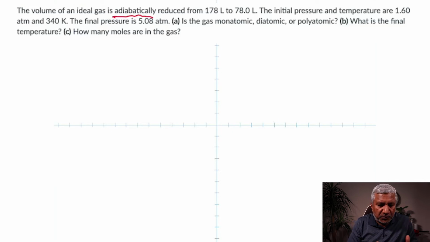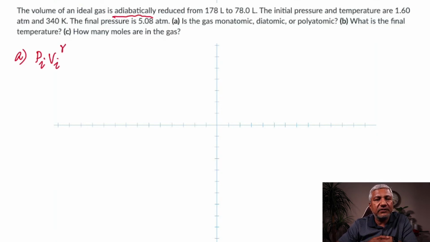So what we're going to do in this problem is we're going to calculate gamma. That's what it's called, gamma. Gamma is the ratio of specific heats. And depending on what we get for gamma, we are going to decide if it's mono, di, or poly. Did you get it? So here is the formula that we use for an adiabatic process.